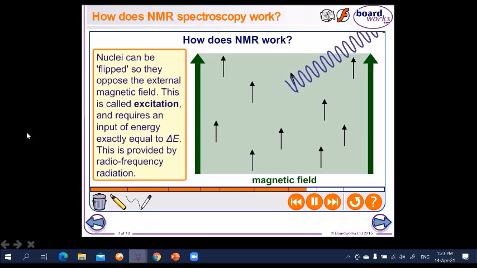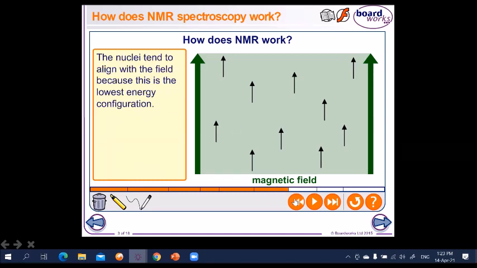Now the nuclei can be flipped so they oppose the external magnetic field. That is called excitation. It requires an input of energy equal to delta E, the change in the energy level between the alignments. That's usually done by radio waves, or radio frequency radiation. Let's take a look at that animation one more time.